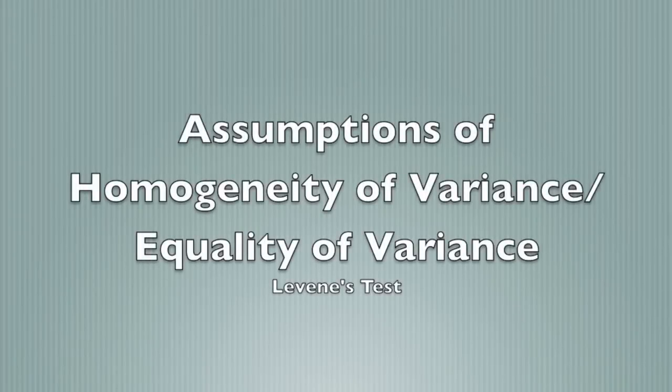After you've checked the assumption of normality, you need to check the last assumption, which is the assumption of homogeneity of variance, also called the assumption of equality of variance. To do this, we're going to use the Levene's test. Technically, you could get the Levene's test when you run your independent samples t-test or your ANOVAs, but I'm just going to show you how to get it beforehand, in case you want to check it beforehand.